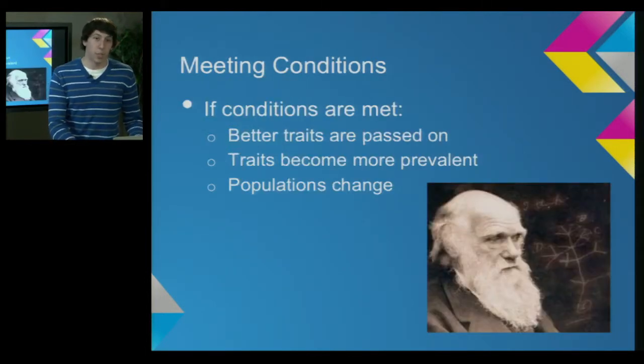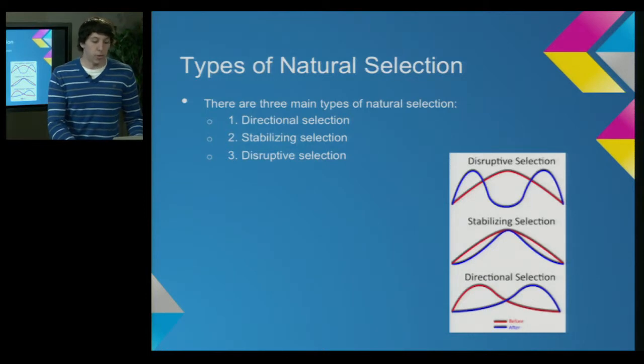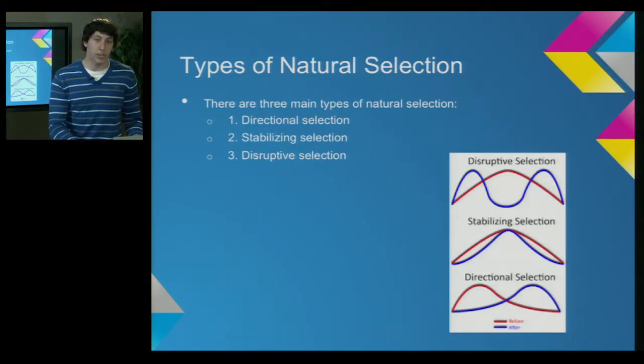If these conditions are met, the better traits are passed on to the offspring. The traits become more prevalent in the population, and the population changes toward those better traits. Now, there are 3 types of natural selection, and those 3 types are directional, stabilizing, and disruptive selection.